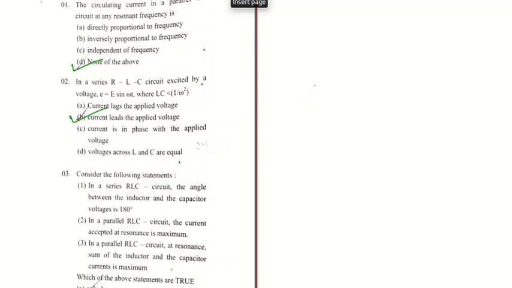Consider the following statements. In a series RLC circuit, the angle between the inductor and the capacitor voltage is 180 degree. Let's see if that is true. We are asked if the statements here are true or false, so we can take it one by one. The first statement is, in a series RLC circuit, the angle between the inductor and the capacitor voltage is 180 degree. So let this be our VR, the voltage across the resistance, and the current is in phase with the resistance only.